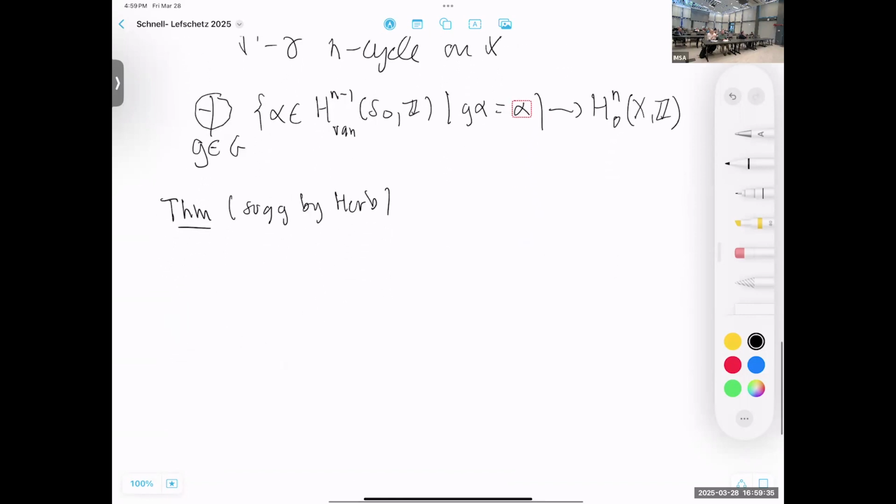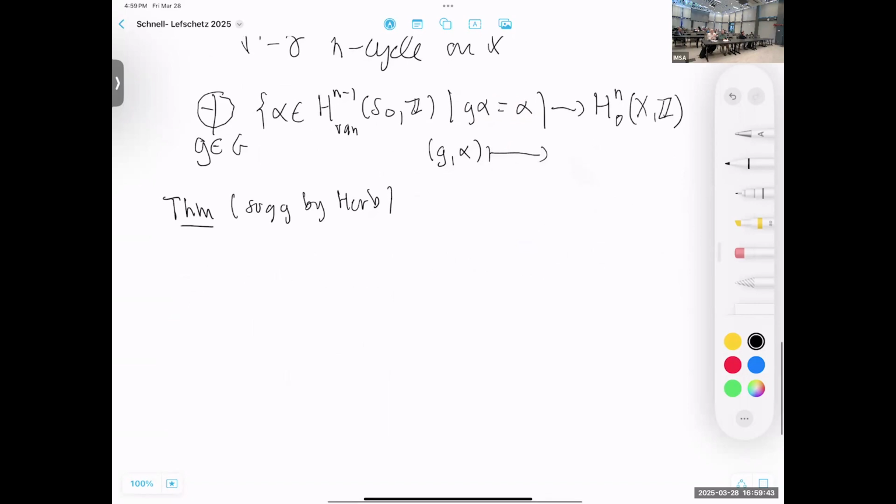Okay, so again, I think of it like this. I have a pair: a loop in the base, and a class alpha that's invariant under G, and I send it to what I'll call the tube class by doing this process, right? And the theorem suggested by Herb is that that really generates the primitive cohomology, at least if you work over Q, not integrally. So over Q, the tube mapping is surjective.